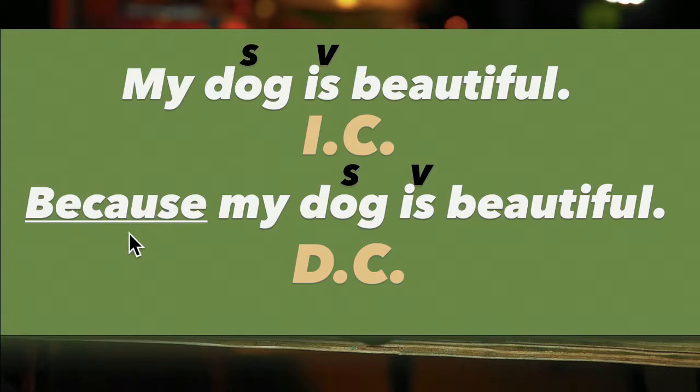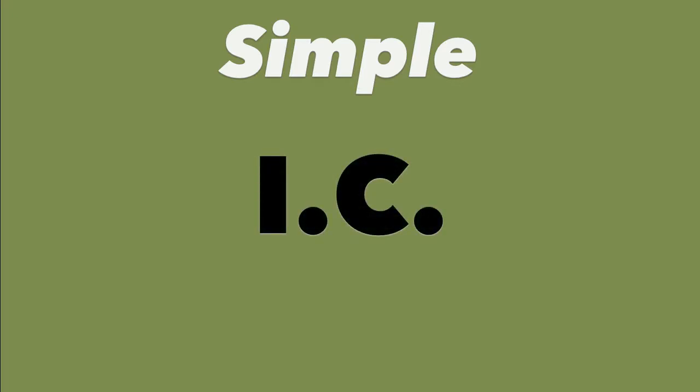This word is important and it changes the entire meaning of a sentence. So be careful when you have a sentence beginning with because. You will need to add more, but we'll talk about that soon. So now you know independent clauses and dependent clauses. We can start with simple sentences. A simple sentence is simply one IC, one independent clause, which means it has one subject and one verb.